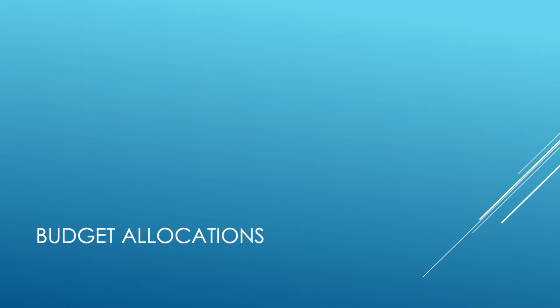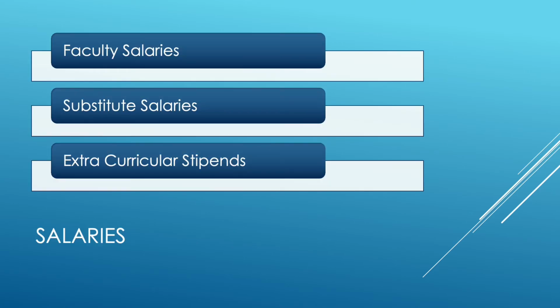Budget allocations. Now, when you're looking at budget allocations, things that you look at: faculty salaries, substitute salaries, extracurricular stipends. Those are just a few that you need to make sure that you include. Again, notice the substitute salaries. How do you handle substitutes? Now, in your school, you might say, we don't hire substitutes.